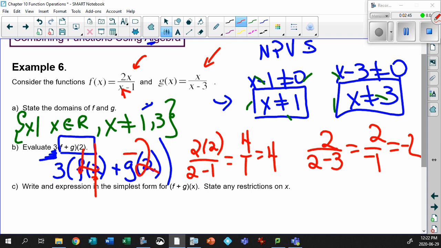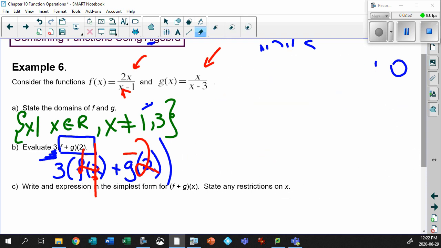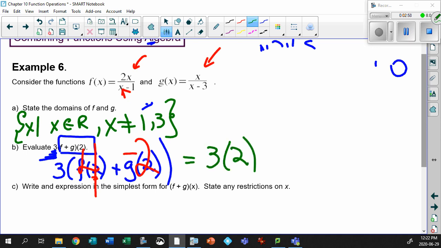Perfect. What's 4 plus a negative 2? 4 plus a negative 2, of course, is 2. So this equals 3 times 2. 3 times 2 looks like 6 to me. There's your answer. And that's how you evaluate this kind of expression.